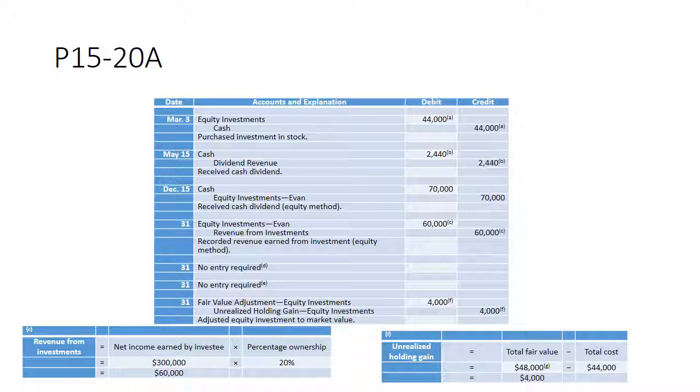Okay, so that's a great problem to show you the difference between those two major methods. If you have any questions, please post them to the discussion board. That ends our review of those two problems.